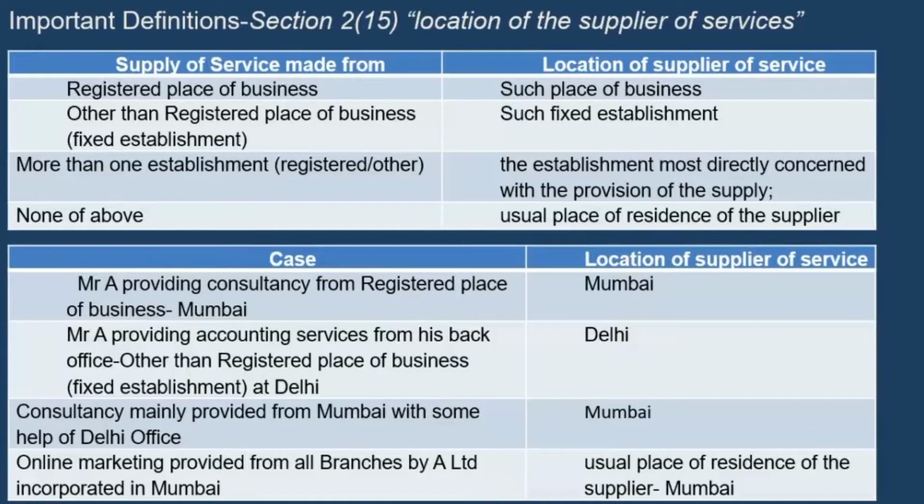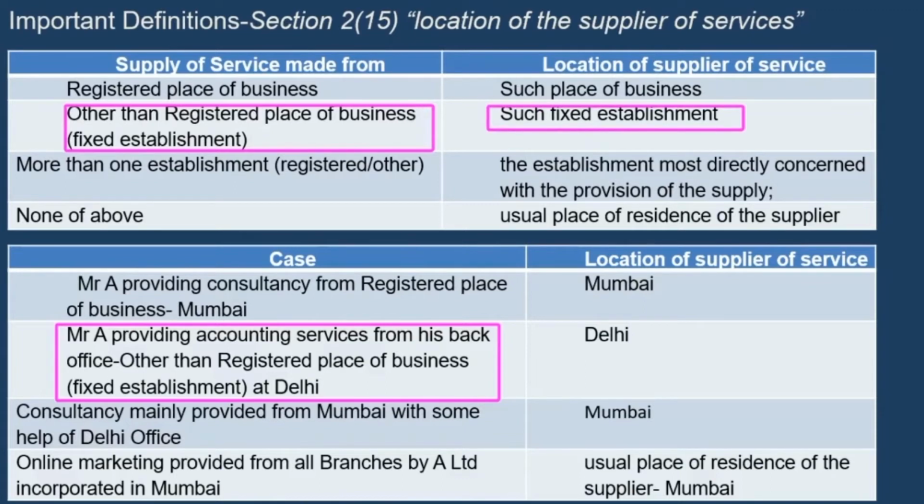Now let us take second case. Mr. A is providing accounting services from his back office, other than the registered place of business at Delhi. So if it is other than the registered place of business, or whichever place of business it is, from wherever he is providing the services, that will be the location of supply. So he's providing services from Delhi. Delhi will be the location of supply.